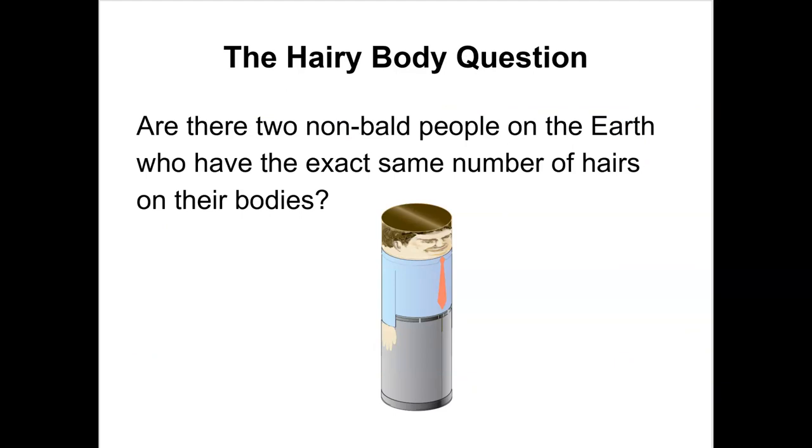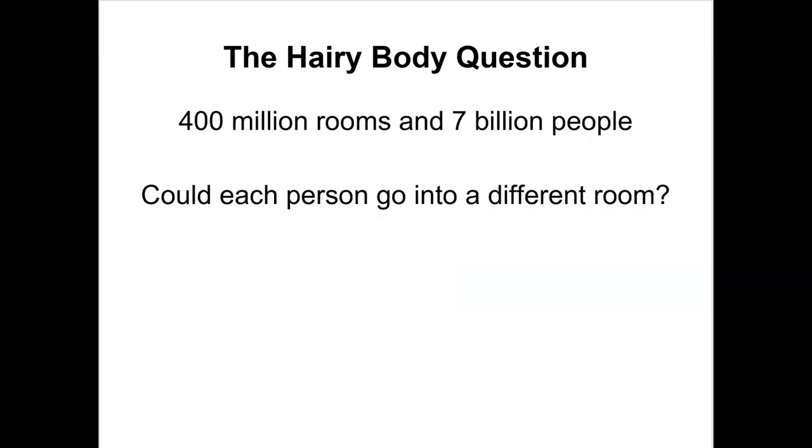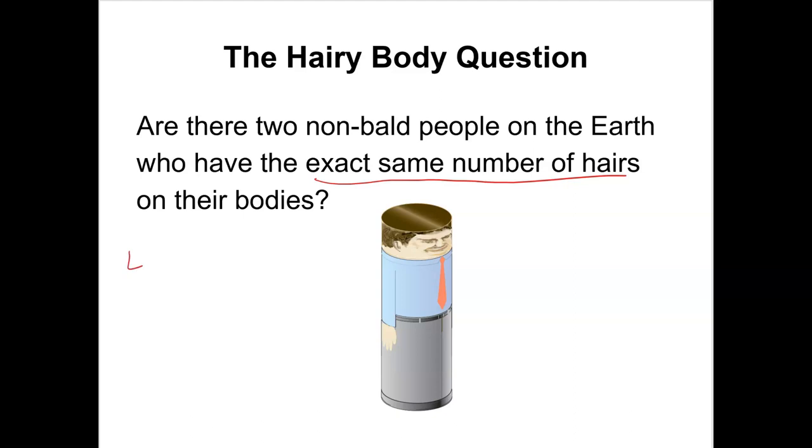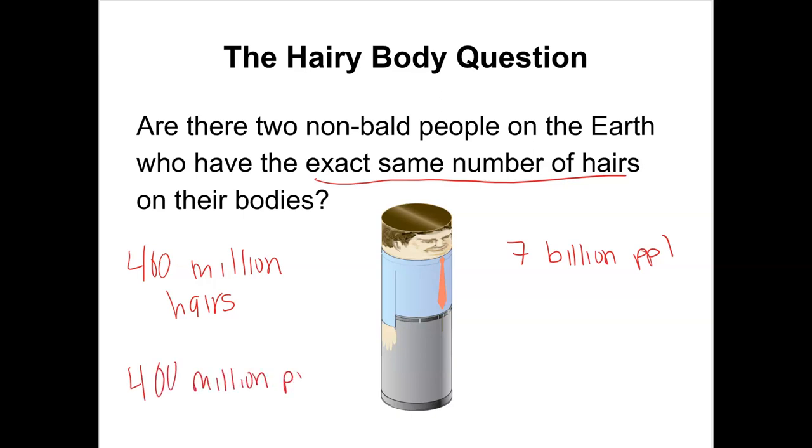So back to our question: can there be two people on Earth who have the exact same number of hairs on their body? Well, we said 400 million is the most amount of hairs. How many people are there? There are about 7 billion people. If someone can have at most 400 million hairs, and we had 400 million people, each person could have a different amount. Maybe one person has one hair, which isn't reasonable, but okay, fine. Then there's exactly one amount of hair for one person. But with 7 billion people, there's going to have to be repeats, because there are only 400 million options.